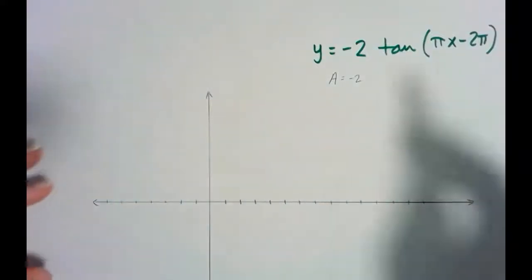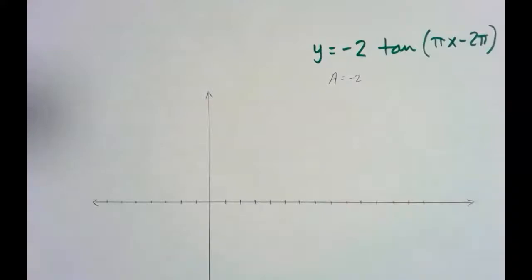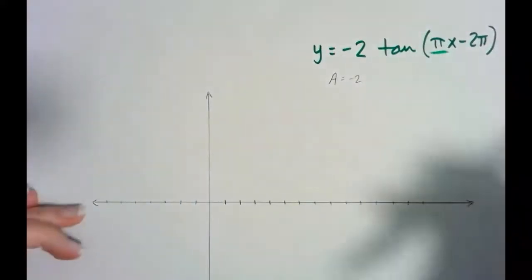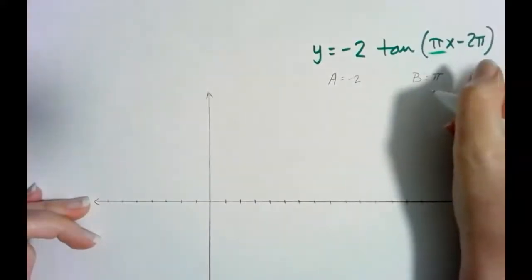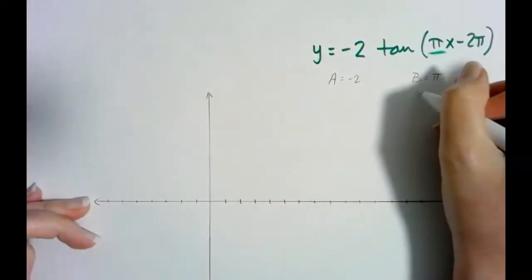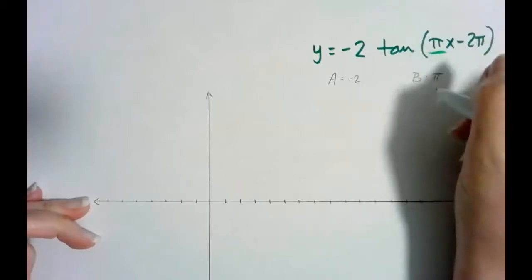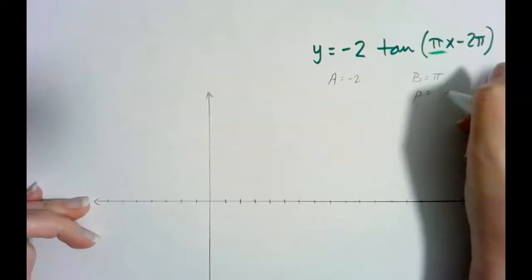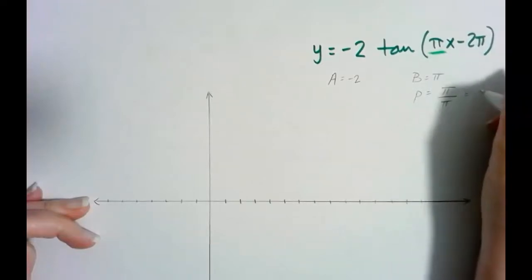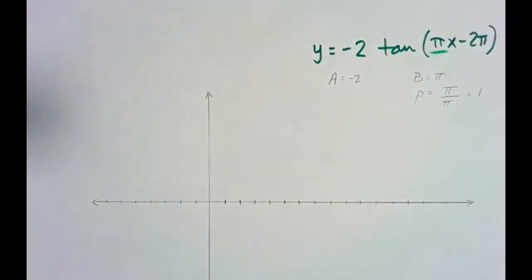vertically. Now, more importantly, we have a B value of pi. So if our B is equal to pi, in order to find the period of this function, recall that the tangent parent function has a period equal to 1 pi. So if our B value is pi, our period is going to be pi over pi, which is equal to 1. So the period length here is going to be 1 unit, not 1 pi, but 1 unit.